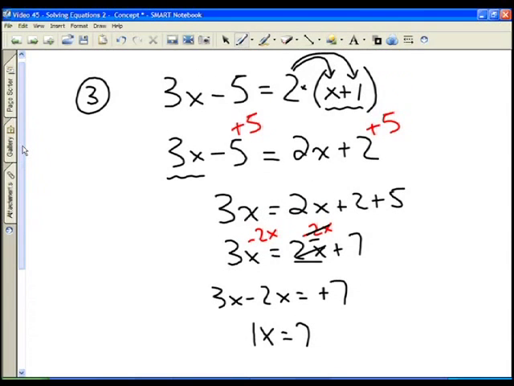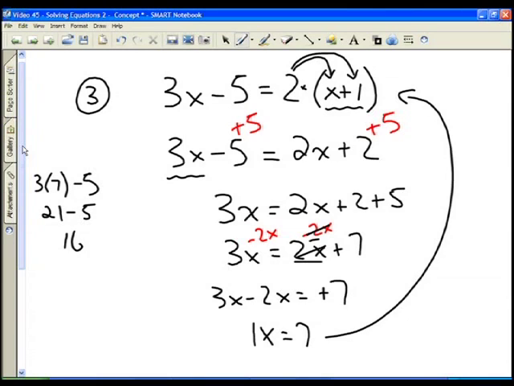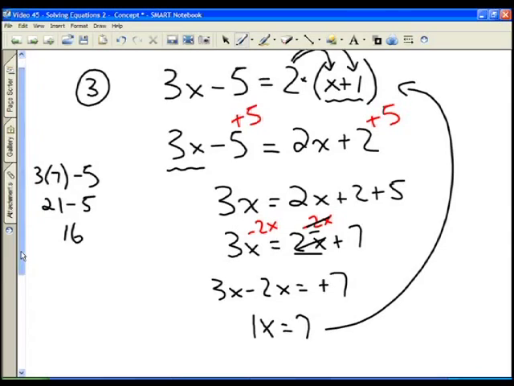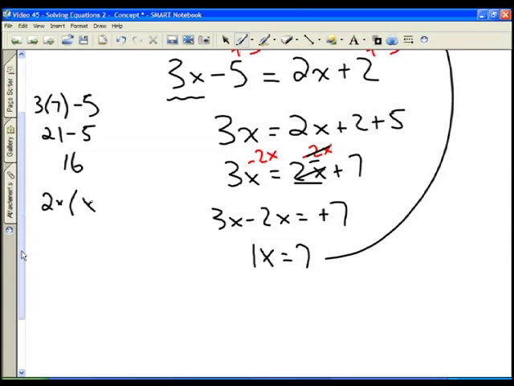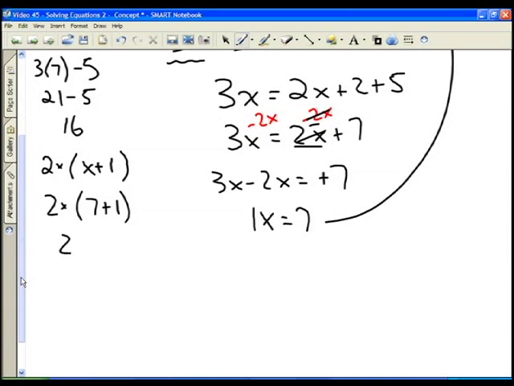And now we can plug back into the original equation, and we're going to have to work both sides of this equation. So I'll do that over here. So we have 3 times x, which we said was 7, minus 5. 3 times 7 is 21, and 21 minus 5 is 16. And now let's see what happens when we plug x into the right-hand side. We have 2 times x plus 1. So 2 times 7 plus 1, do our brackets first. 7 plus 1 is 8, and 2 times 8 is 16. And so you see we get the same answer, and we've checked our solution again.